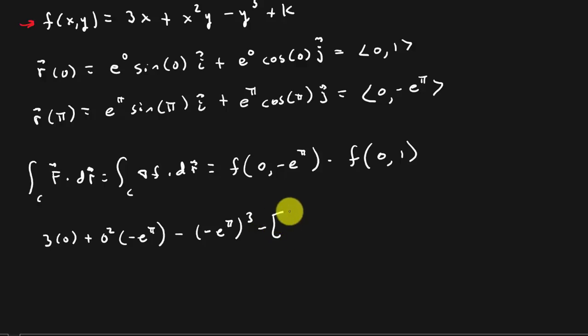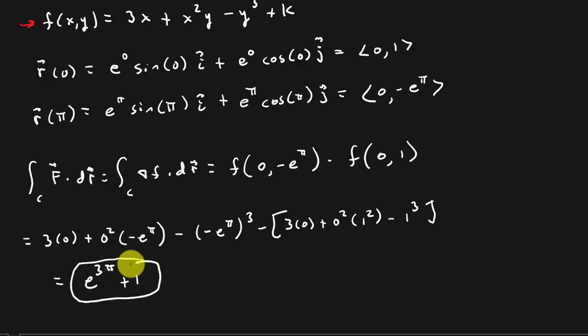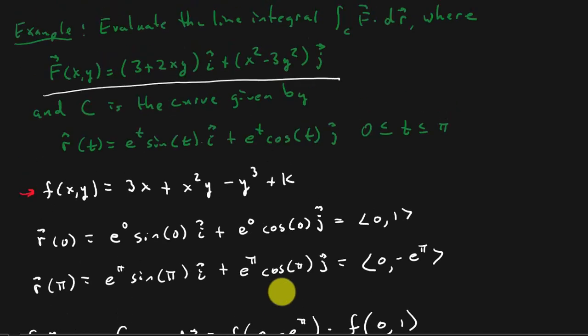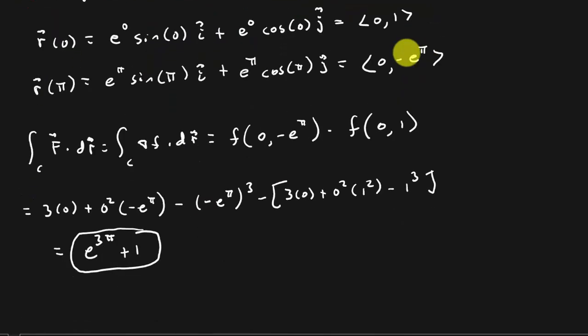So then we've got minus, now we plug the 0 in, so that's 3 times 0 plus 0 squared times 1 squared minus 1 cubed. All right, and when you evaluate all of this, you do your arithmetic, you get e raised to the 3 pi plus 1, and there's your answer. Okay, so there it is. But like I said, stick around. We're gonna do 2 more examples where we find all this stuff.